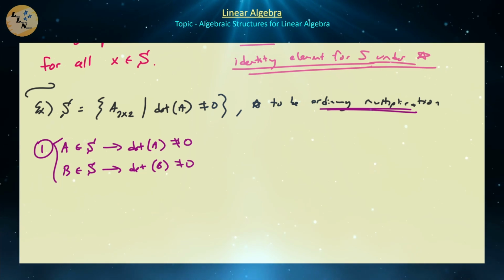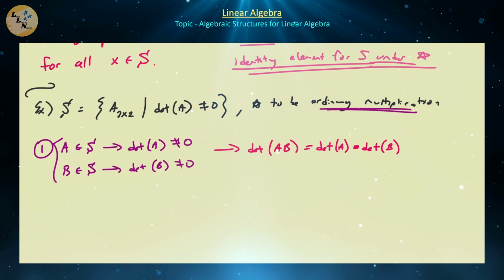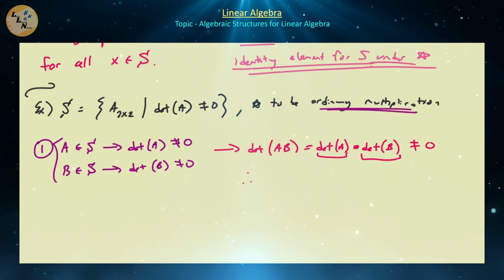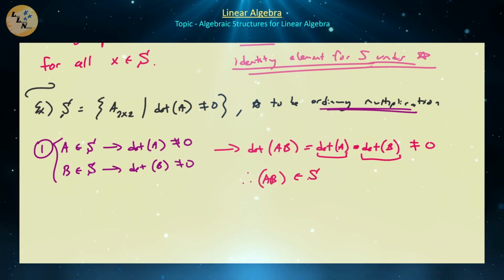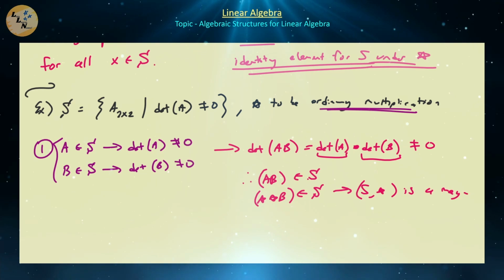So under ordinary multiplication, if we take these two matrices and multiply them together, is that also going to be an invertible matrix always? So if we consider the product of A and B, and we want to see if AB belongs to S, what is the determinant of AB? Well, by properties of a determinant, we know that the determinant of the product is equal to the product of the determinants, i.e. determinant of A times the determinant of B. So we know that the determinant of A cannot be 0, and the determinant of B cannot be 0. Therefore, the product cannot be equal to 0 as well. So that means that AB also belongs to S, or in particular A star B belongs to S. And that means S star is a magma.